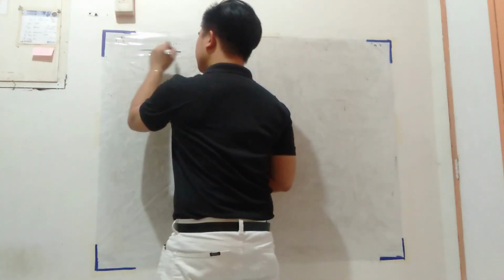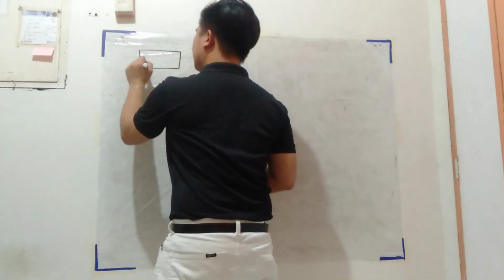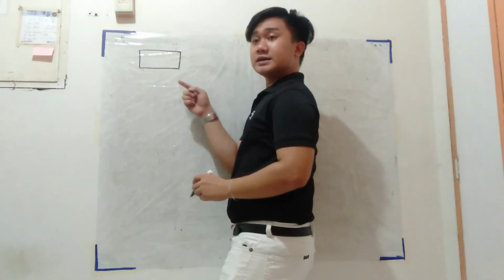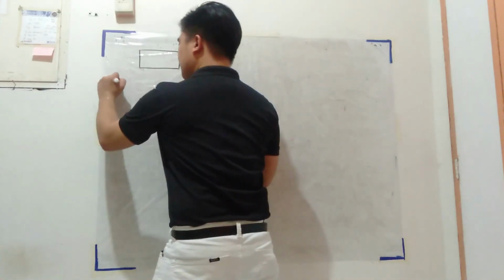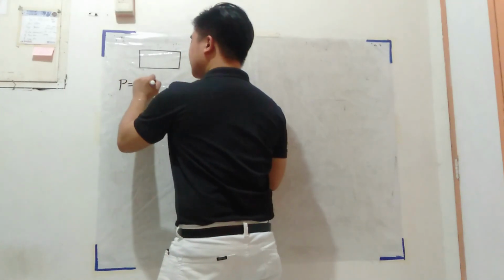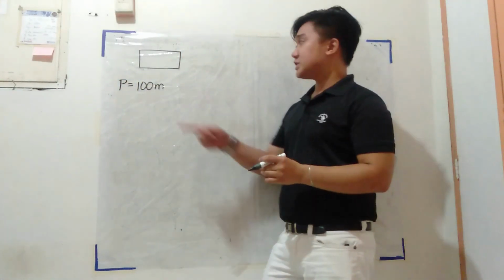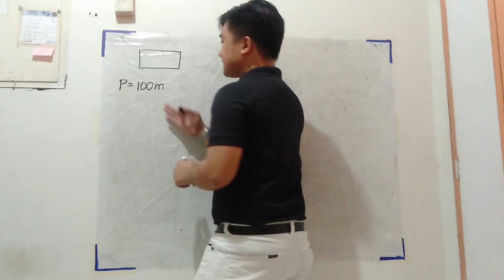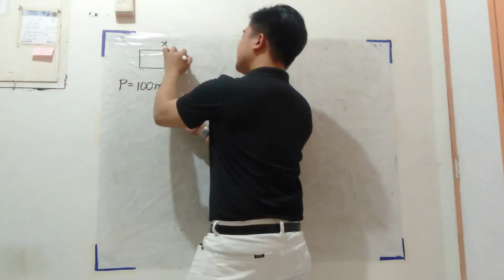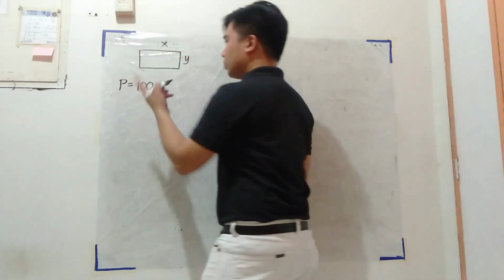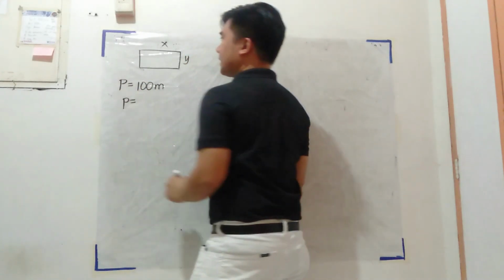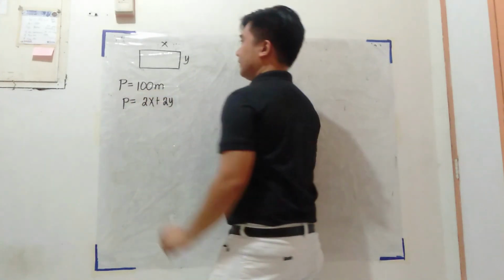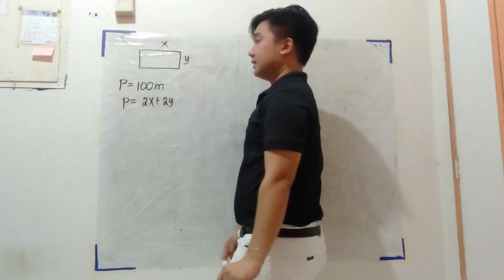So, for example, meron po tayong field dito. Okay? Yung field na yan ay babakuran natin gamit yung 100 meters na fence. So, basically, kung iisipin mo, yung perimeter mo is 100 meters. 'Di ba ang perimeter is yung sum lang ng lahat ng sides natin. Okay? So, basically, let this be x and let this be y. Pag ginawa ko yan, perimeter lang ng rectangle, that is 2x plus 2y. Dalawang x, dalawang y.